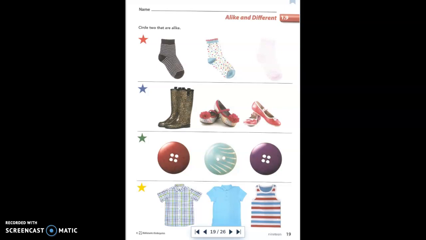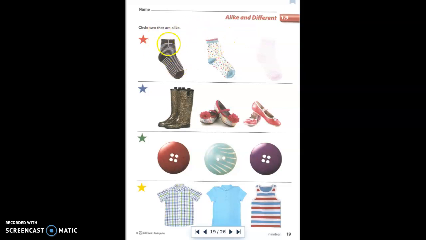So today we're going to look at this worksheet and we're going to just sort things that are the same and different. Okay, so grab your pencil and you might want to write your name at the top. And let's start. By the red star, we have to choose the two socks that are alike.